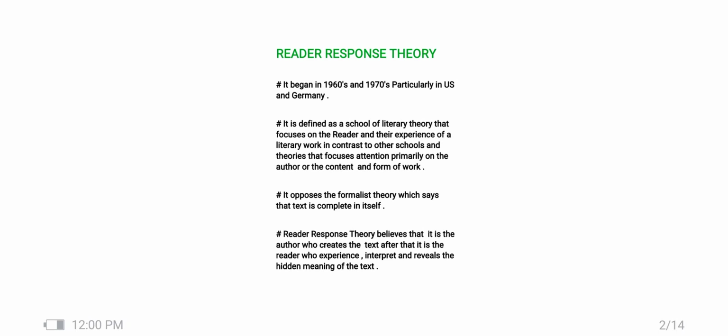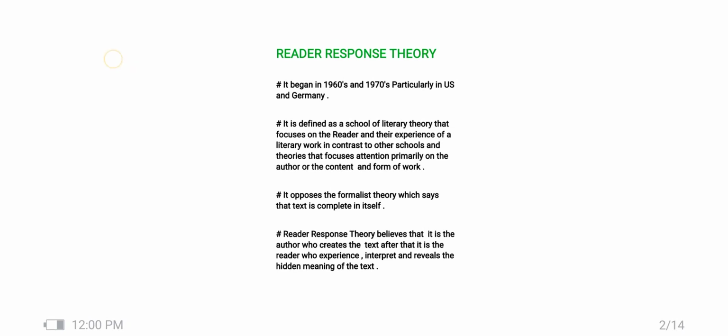Reader response theory began in the 1960s and 1970s, particularly in the US and Germany. It means it emerged in the 1960s and 70s in the US and Germany. It is defined as a school of literary theory that focuses on the reader and the experience of a literary work, in contrast to other schools and theories that focus attention primarily on the author or the content and form of the work.